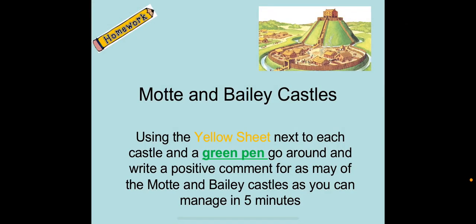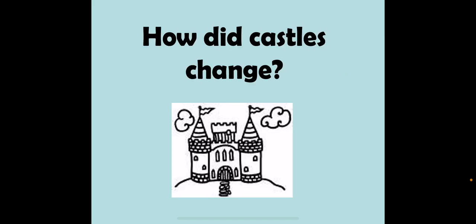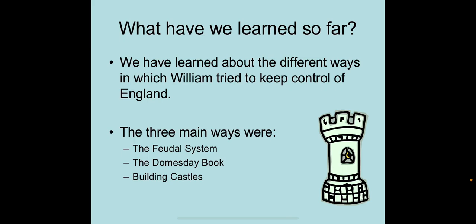Hello Year 7. So in today's lesson we are going to be continuing to think about Motte and Bailey castles, and we're also going to be looking at how Motte and Bailey castles develop and change over time to make them stronger and a better use for William as he is trying to control the country. So we are going to think about how castles changed.